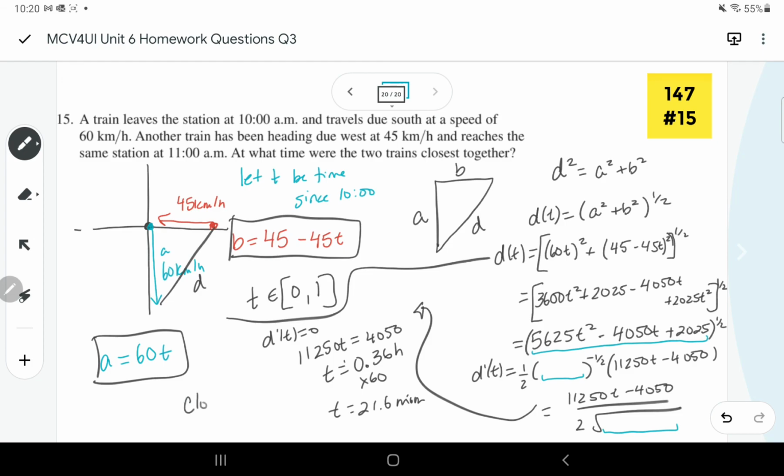So closest at 10:21. I guess 0.6, you could figure out how many seconds that was, 36 seconds if we wanted to be that detailed, but to the nearest minute, I think that that's reasonable.